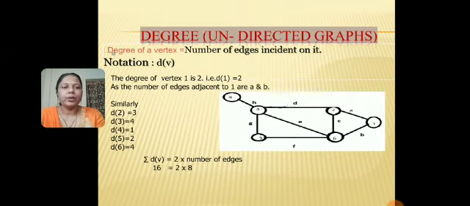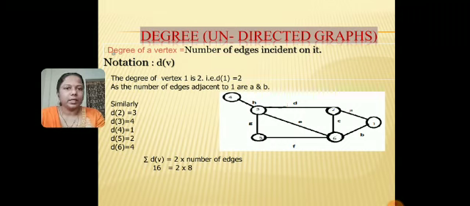Next is degree of an undirected graph. Friends, in the next presentation we will see what a directed graph is. The directed graph is one in which directions are given to the edges. Now we are studying undirected graphs, where no direction is given to the edges. So we'll start with the degree of a vertex. It is the number of edges incident on it. Notation is d of v. It is the degree of the vertex v.